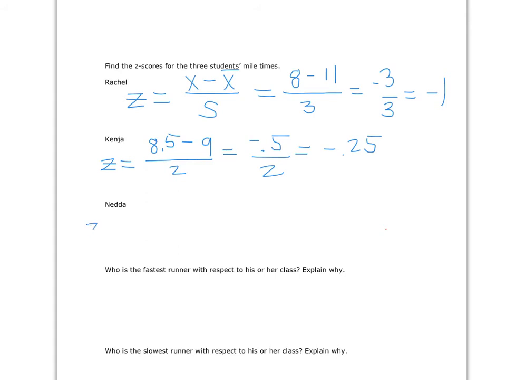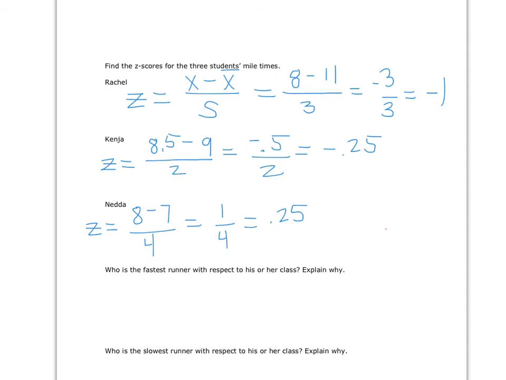So let's check out Netta. Netta's time was also 8 minutes. That is relative to the high school mean, which was 7, and then we divide that by 4, the standard deviation. So we get 1 over 4, or positive 0.25. So Netta ran a time that was 0.25 standard deviations above the mean. Or in this case, since we're talking about time, it was slower than the mean.